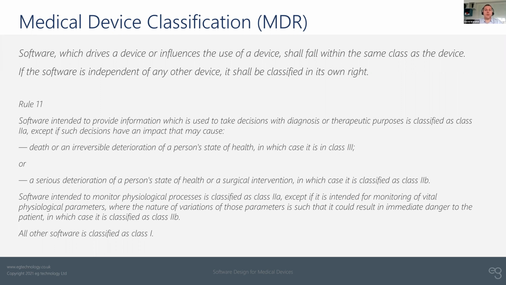Physiological process monitoring is class 2A, unless it's monitoring vital signs, something that could result in an immediate danger to the patient. And then a catch-all rule: if your device falls under the definition of a medical device, then all software is going to be at least class 1.